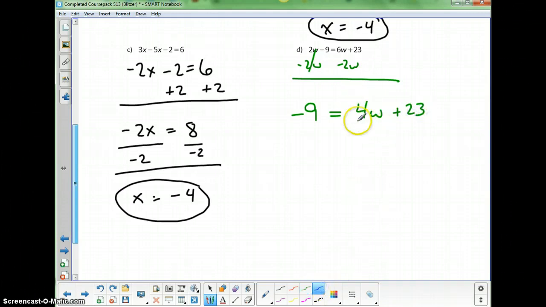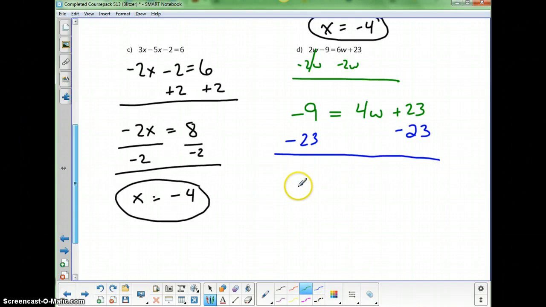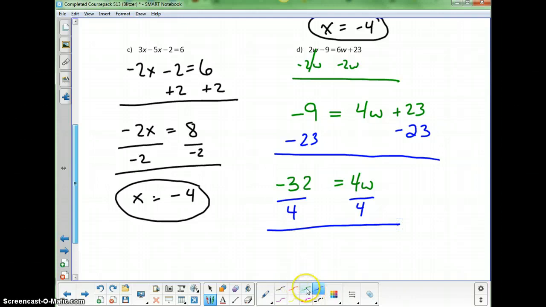And again, I'm trying to isolate the w, so I'm going to get rid of the 23. I'm moving it to the other side of the equation with subtraction. So that's going to be negative 9 minus 23 is negative 32 equals 4w, and then divide by 4. So we find out that w is equal to negative 8.